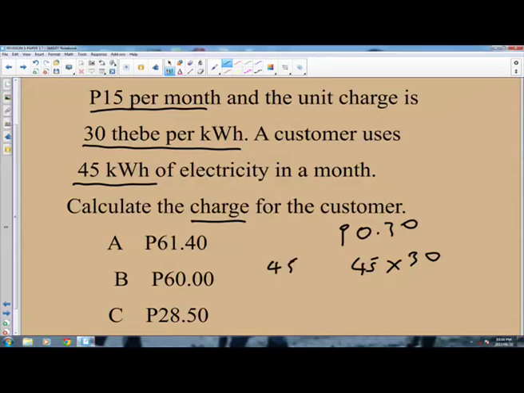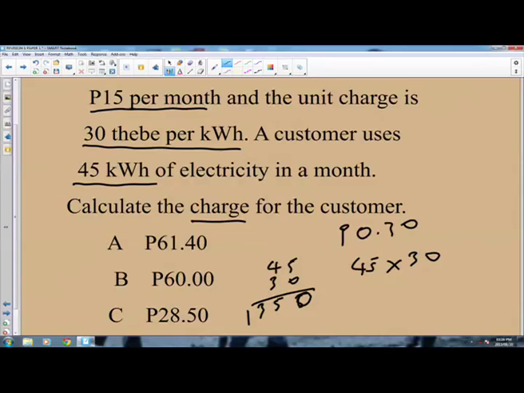It's just 45 here and then a 30 here. This is 5. And then not a 5 here but a 0 because you are multiplying. And then 3 times 5 is 15, carry 1. And then 3 times 4 is 12. And then this is 13. This is 1,350 tebe.